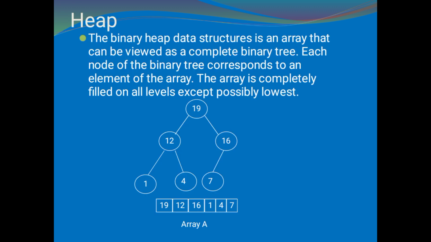Now what is a heap? The binary heap data structure is an array that can be viewed as a complete binary tree. Each node of the binary tree corresponds to an element of the array. See, just know the basics. So what is a heap? A heap is nothing but a collection of data, or a pile of data, or data organized in the form of a tree. Just know that.